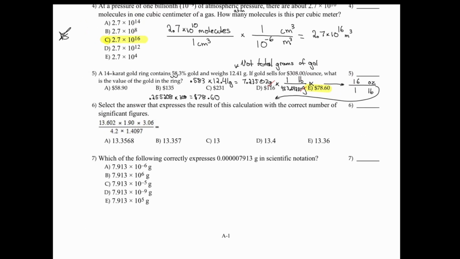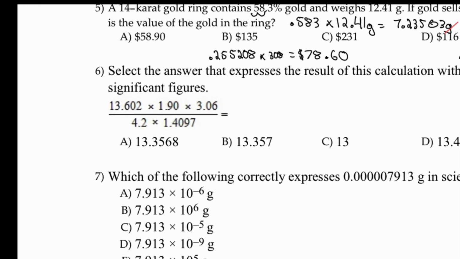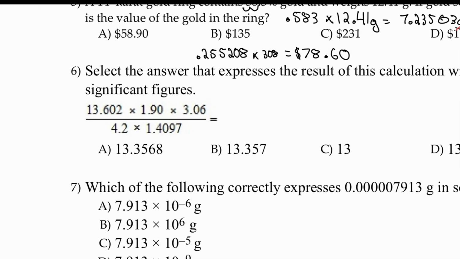So let's figure this one out. This is about solving this and following the correct number of sig figs. So if I see here, we have 1, 2, 3, 4, 5 on the beginning, 3, and 3. So let's solve for the first one. We're going to get 79.1 because for the first one we want to keep it to 3 sig figs. On the bottom, we can have 4.2 times 1.4097.